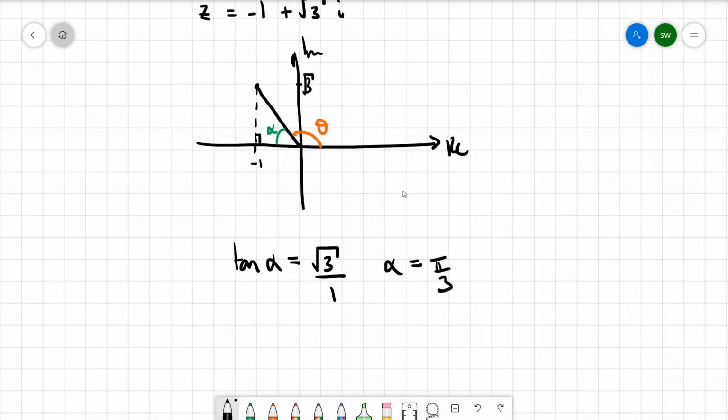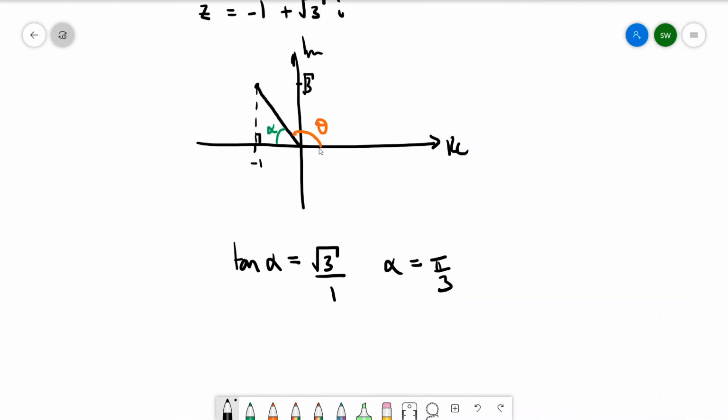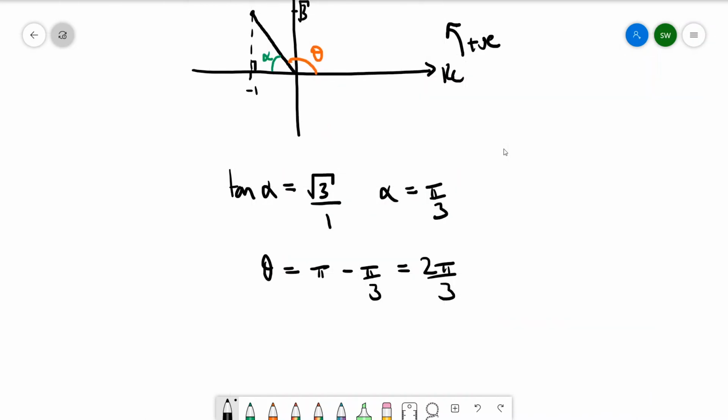And then obviously you can find theta, which is the argument of the complex number. Theta would be pi minus pi over 3, so you can find that orange angle, which is 2 pi over 3. And we just check, is that argument positive? Yes, it is, because we've moved around in the positive direction. So we'd say that the argument of this complex number is equal to 2 pi over 3.